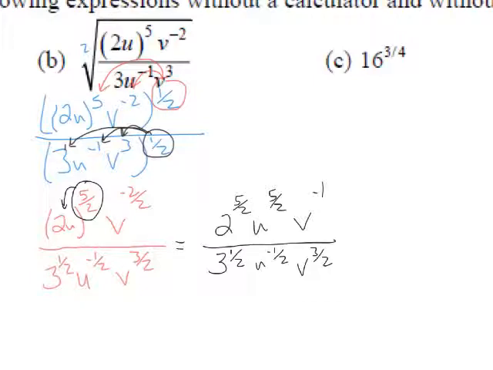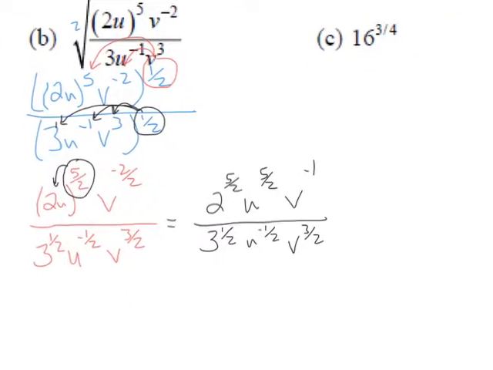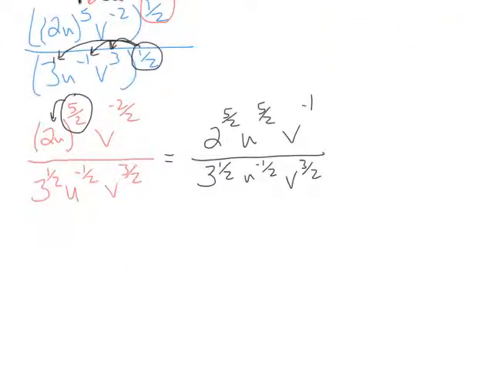Now we want to start combining like terms. I'm going to start with the v, because I think that's the easier one. We can take our v to the negative 1 and move it to the denominator. Similarly, our u to the 1/2 can move to the numerator. So what we have is 2 to the 5/2, and then in the numerator we have u to the 5/2 and u to the 1/2.